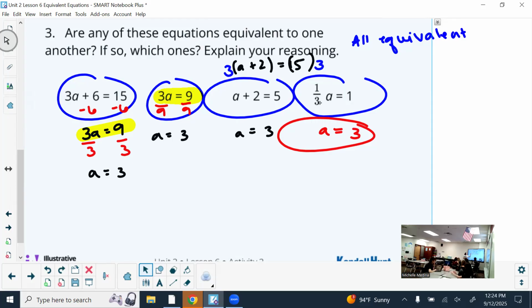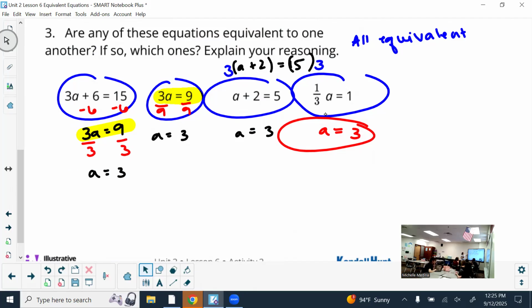And 3/9 is equivalent to 1/3. So I can manipulate this one to get that one. Even though that's not a step in solving, like this is a step in solving this, these other ones can be manipulated to get these. So this one over here looks most similar to this one.